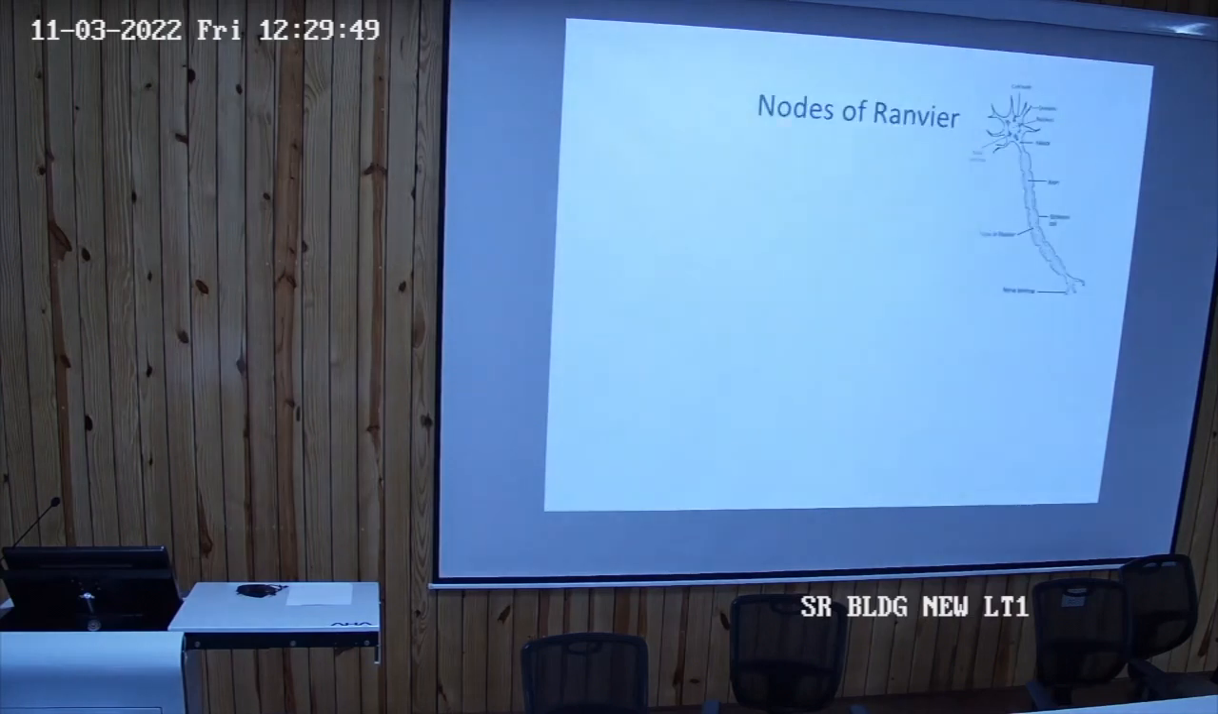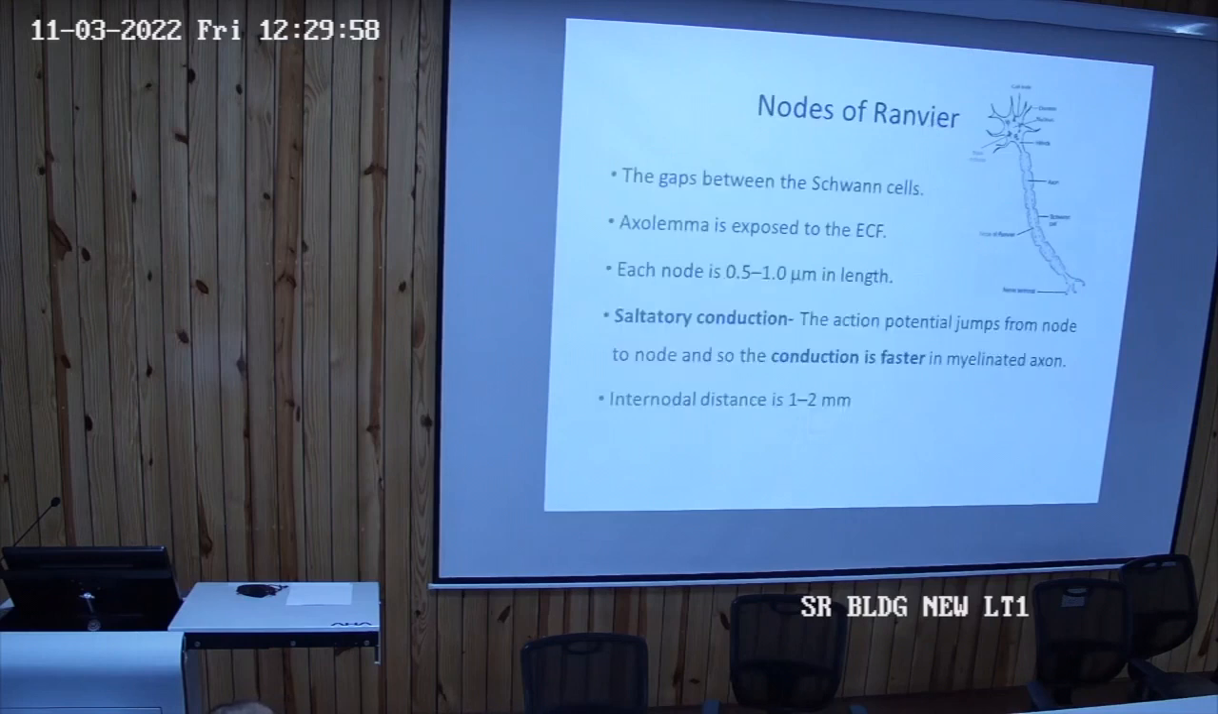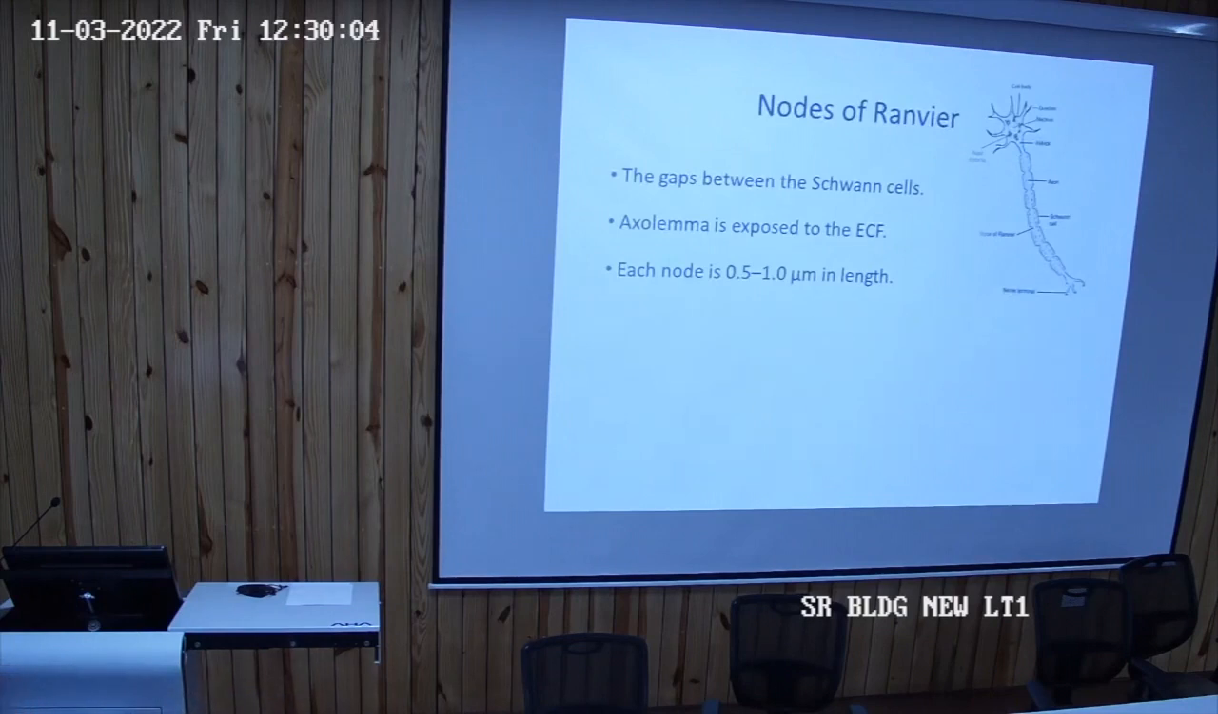Then the nodes of Ranvier. The myelin sheath has some gap. The gap between the Schwann cells that form the myelin sheath is called the node of Ranvier. At the nodes, the axolemma, the covering of the axon, is directly exposed to the extracellular space. And the length of each node is 0.5 to 1 micrometer.